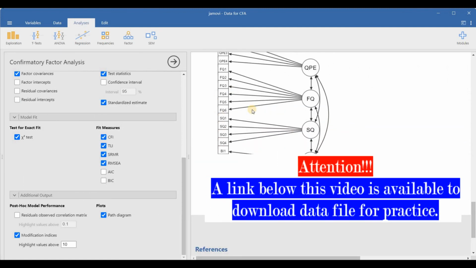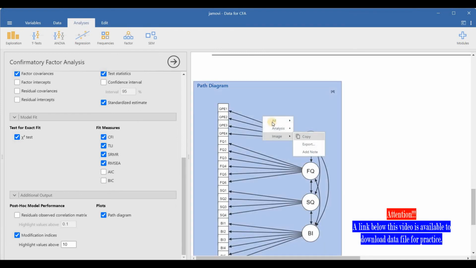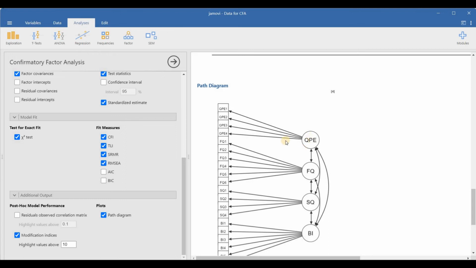And this is our model, the path diagram. If you are interested, you can copy it and put it anywhere. Now there is a little issue with this one. I think the development team of Jamovi has not worked on this; at least they should provide some of the values over there.